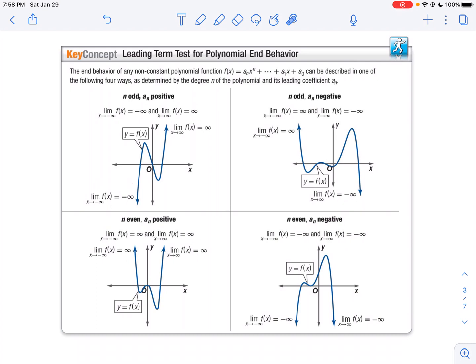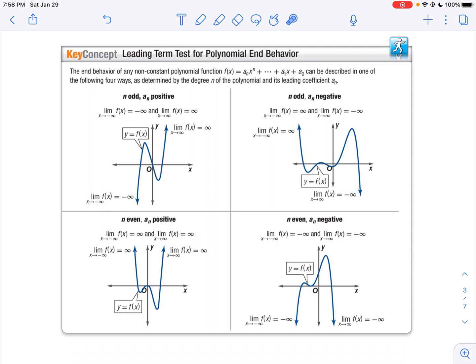Now, if it's odd, but the leading coefficient is negative, it's just backwards. That is, as x approaches positive infinity, your function is going to approach negative infinity. And then as x approaches negative infinity, f of x is going to approach positive infinity. The difference here is when we have a polynomial versus a power function, you're going to have some more terms in there. And that's what's going on.